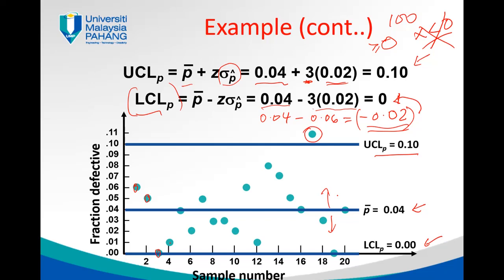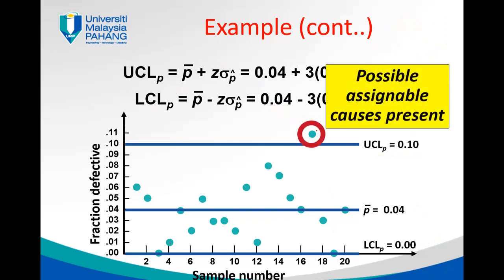So from the first criterion we find out that there is one point that is out of control, so we have possible assignable causes present. That means if we want to improve this, we need to investigate further why this happened.